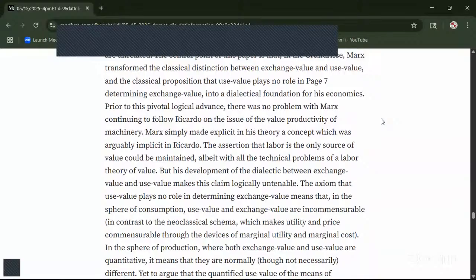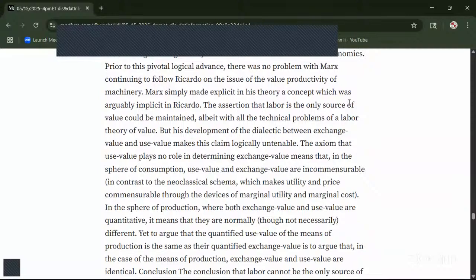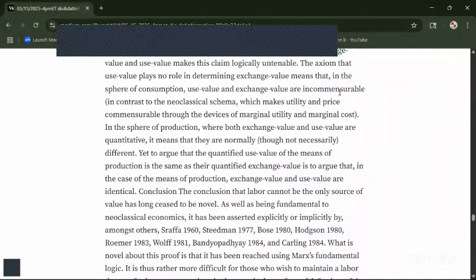Anyway, in the sphere of production, Department 1, where both exchange value and use value are quantitative, it means that they're normally, although not necessarily, different. Yet to argue that the quantified use value of the means of production is the same as their quantified exchange value is to argue that in the case of the means of production, exchange value and use value are identical. So, this is Keen driving the point home. Conclusion. The conclusion that labor cannot be the only source of value has long ceased to be novel. It's just not.